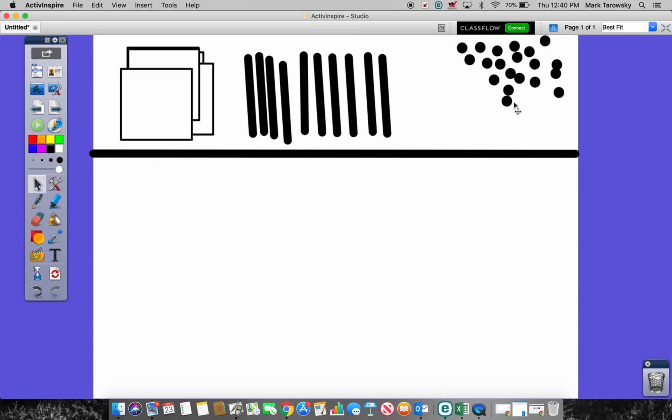On your piece of paper, you are going to build it by drawing the squares for 100, the lines for 10, and the dots for ones. Let's go with about 253. Go ahead and pause the video, draw that on your paper, and come back and check it.